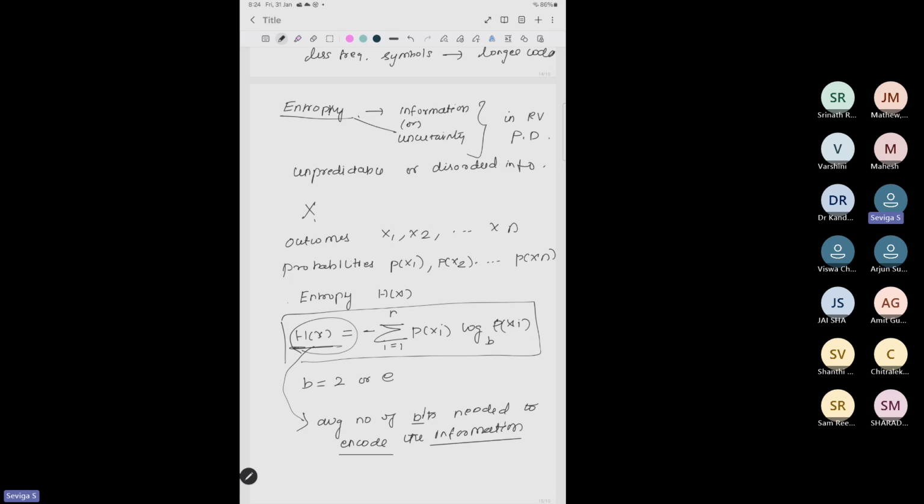So X is a discrete random variable. If you have n outcomes of an event, then their probabilities are given by p of x1, p of x2, up to p of xn. Then the entropy is given by this formula, minus summation of. Since it is discrete, I'm using the summation symbol. If it is continuous, then I will use an integral. Is it clear? Entropy is a very important concept in information theory. It is the amount of information or uncertainty present in the random variable or in the probability distribution.